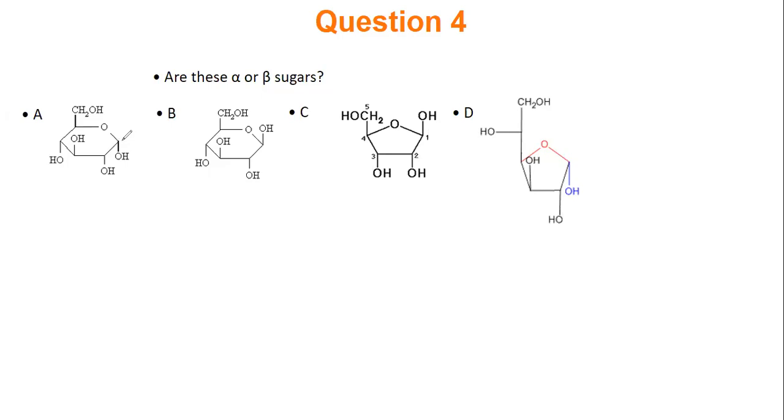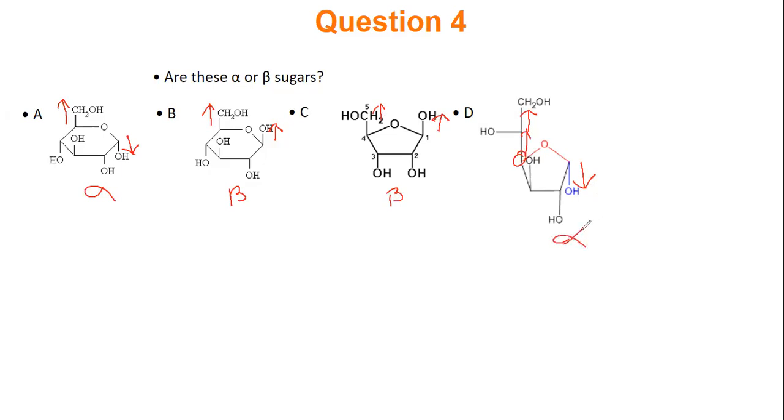OH pointing down, CH2OH pointing up. They are pointing in different directions, alpha. OH pointing up, CH2OH pointing up, same direction, beta. OH pointing down, CH2OH pointing up. That one's a little hard to see, to be all honest, but you're really just looking at this guy pointing up. So that is alpha.